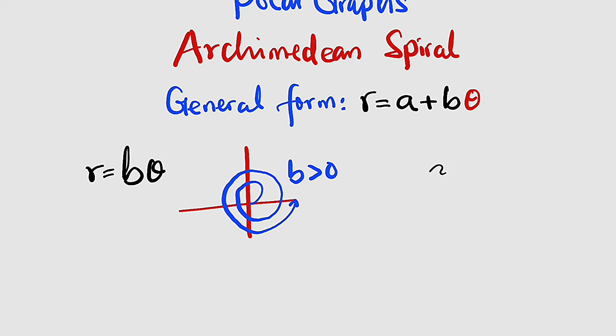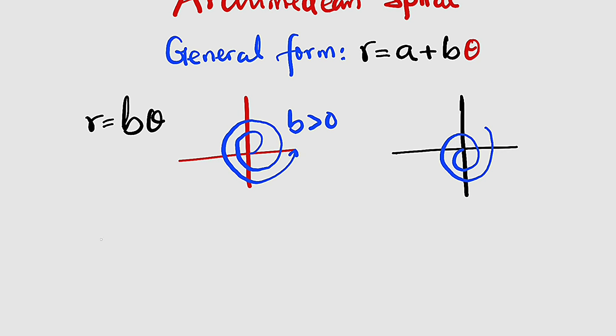Then, if b is negative, it is going to start inward like this. You see the difference? Something like this. So what about if we have a and it happens that a is positive? It is going to shift the graph on the polar axis, so it will not start from the pole.